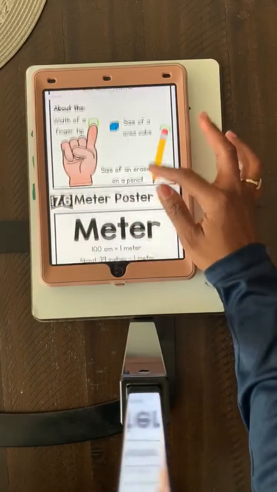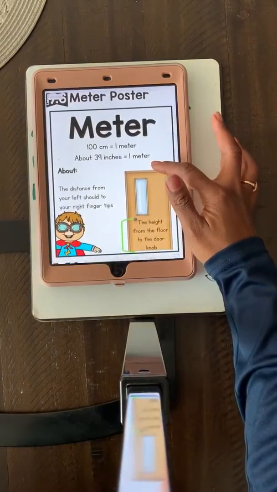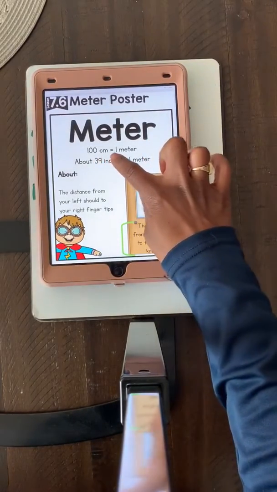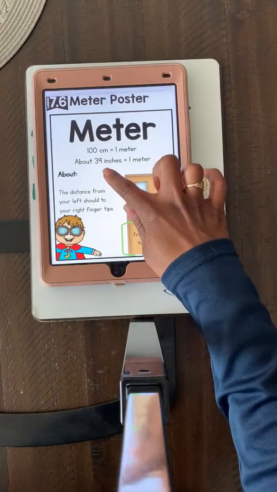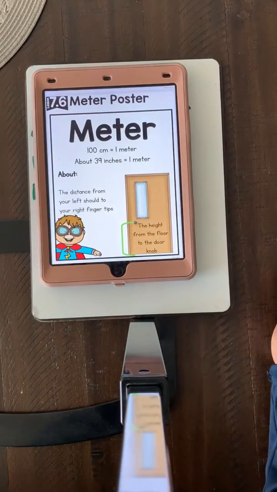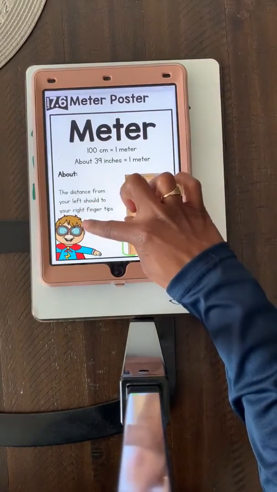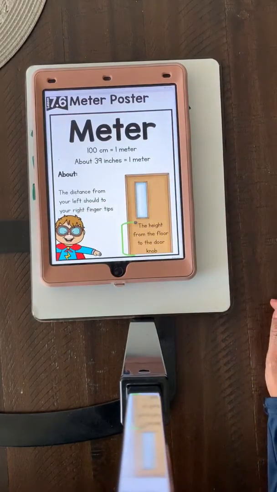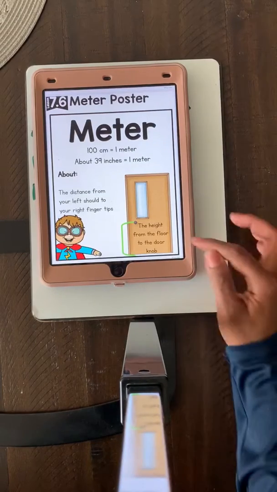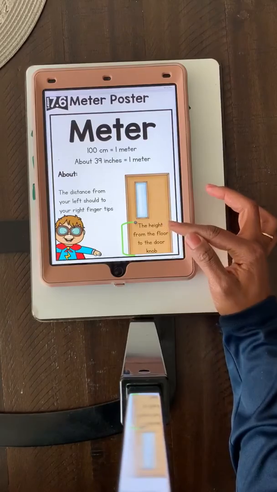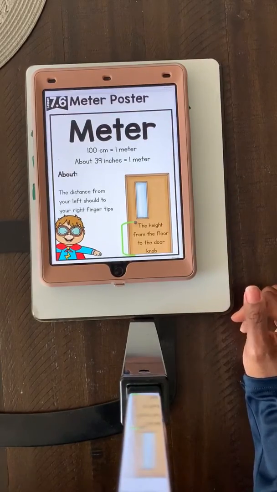And then the other metric unit is the meter. The meter is the larger of the metric units. A meter is 100 centimeters, or about 39 inches. A meter is about the distance from your left shoulder to your right fingertip, so it's much longer than a centimeter, or about the height from the floor to the doorknob. That's about the length of a meter.